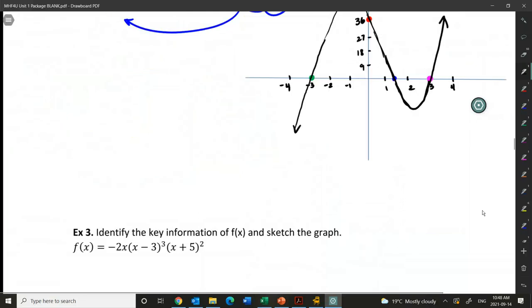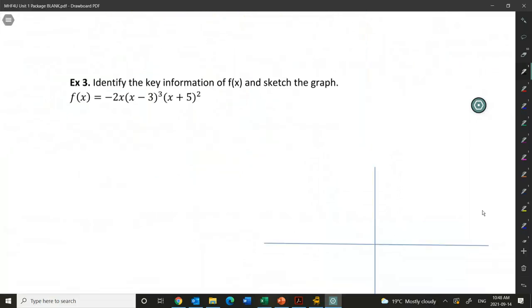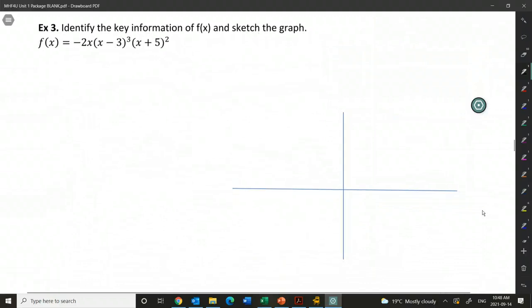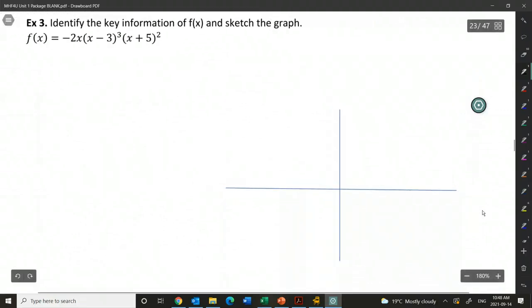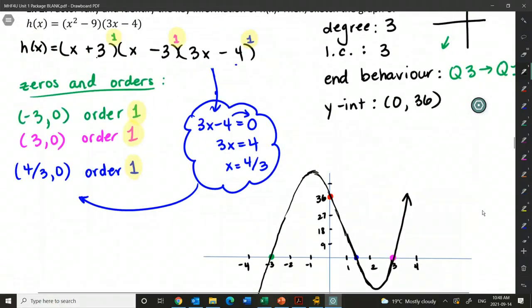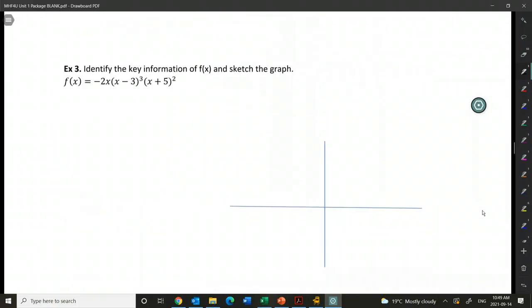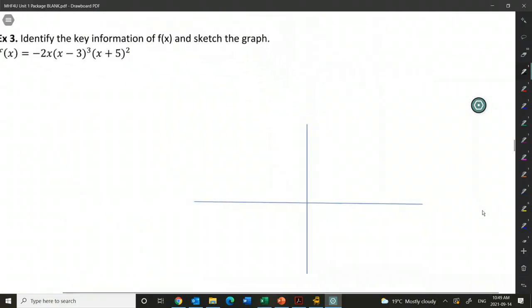Okay, we're going to do one more graph here, and then we're going to do just a couple quick little questions to wrap up. Can I answer any other questions on this one, by the way, before we move forward? Okay, last one. This is already in factored form for us.